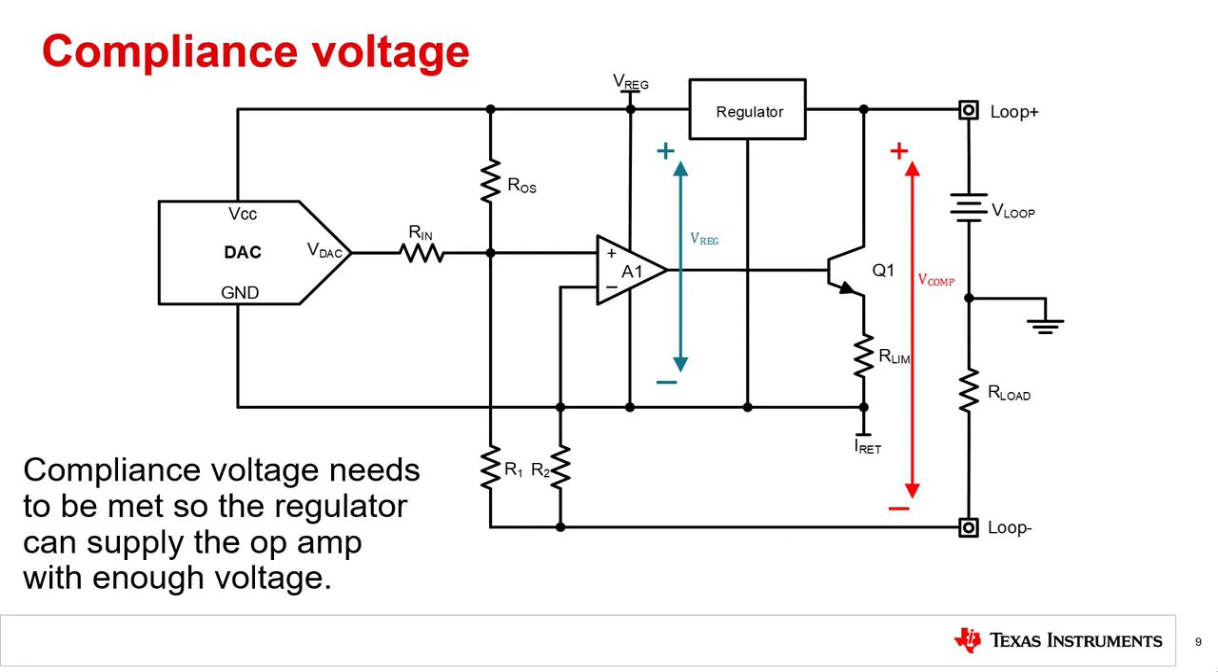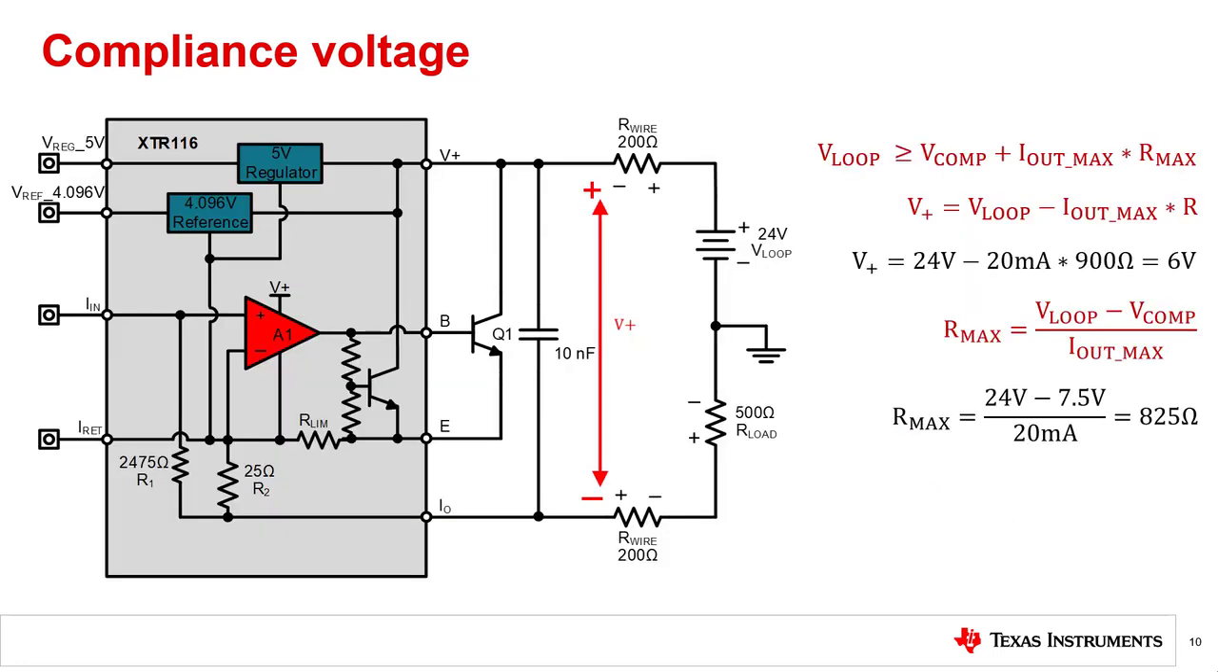The XTR devices have a specified compliance voltage given in the datasheet. An important thing to note is that the V-loop voltage needs to be greater than the compliance voltage. This will be explained on the next slide. The XTR116 has a minimum compliance voltage of 7.5 volts. The voltage seen at the V+ input of the transmitter is not equal to the V-loop voltage. This is because the voltage drop across the load and resistive losses in the cables cause the V-loop supply to decrease. The loop supply needs to be at least V compliance plus I out max times R max. The I out max of a 4 to 20 milliamp transmitter is 20 milliamps, and R max is the sum of your load and cable resistance.